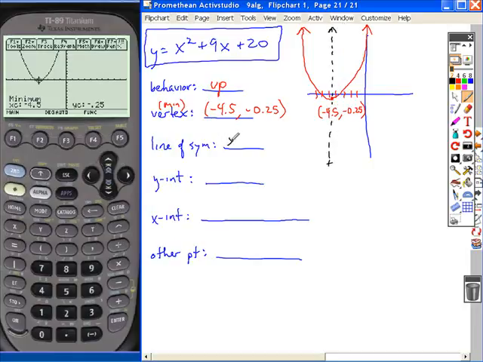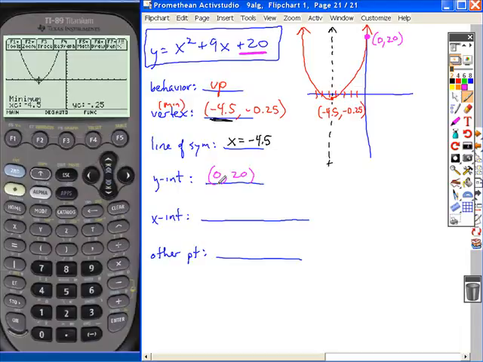So what is our line of symmetry going to be? X equals whatever the x-coordinate of our vertex was. So -4.5. And what is the y-intercept going to be? So this point up here, not necessarily to scale here. 20. You can tell that just by looking at your constant. So the point 0, 20, you need to label it as a set of coordinates. Okay, so 0, 20 is your y-intercept.